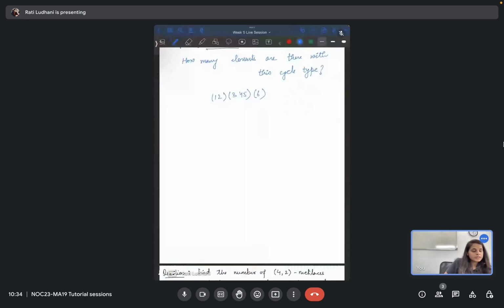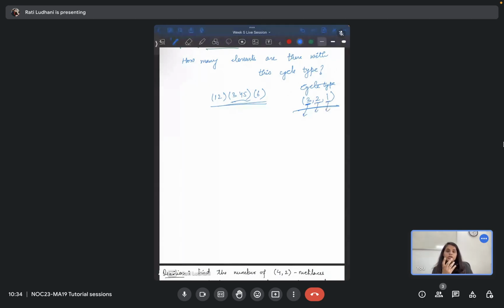So 1, 2, 3, 4, 5, 6, this is one option because it has cycle type 3, 2, 1. You need this cycle type. Don't be confused with the cycle, that's why I'm not writing commas here. Cycle type says one cycle of length 3, one cycle of length 2, one cycle of length 1. So you need to find out all the elements.